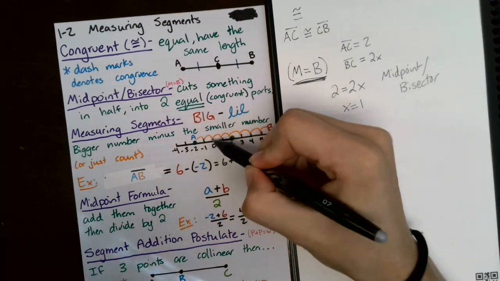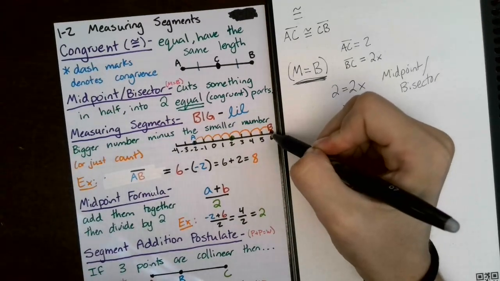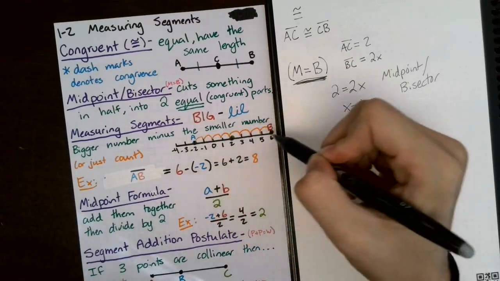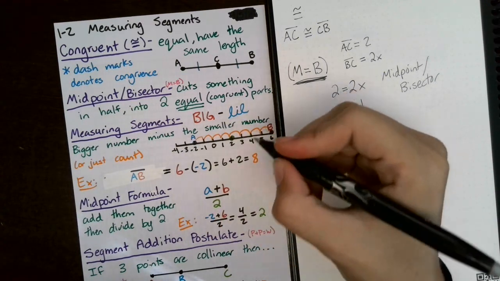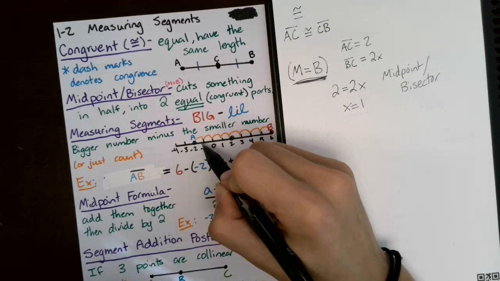We can go 1, 2, 3, 4, 5, 6, 7, 8 to count how far the length of this segment is. Now, please make sure you don't start counting 1, 2, 3.